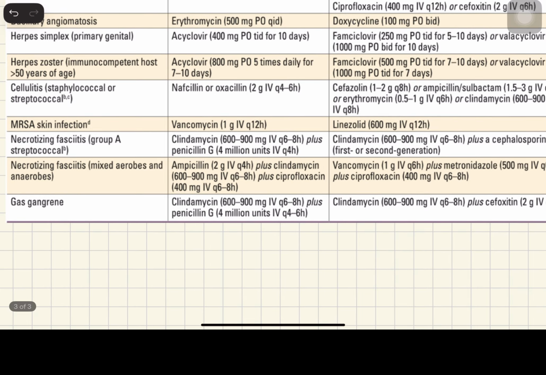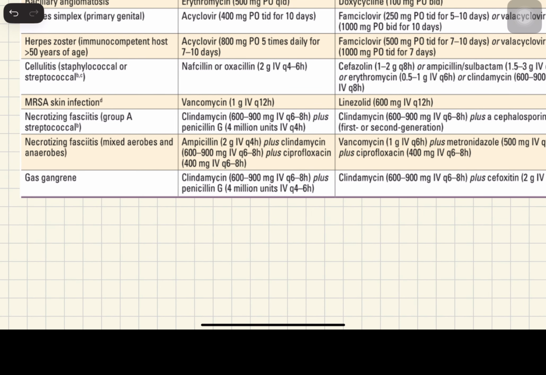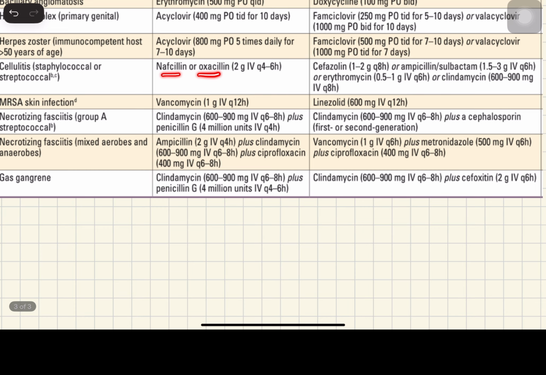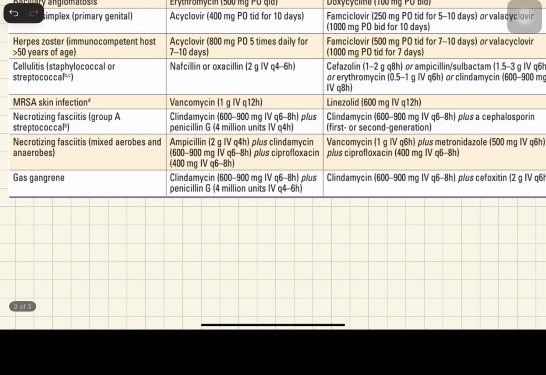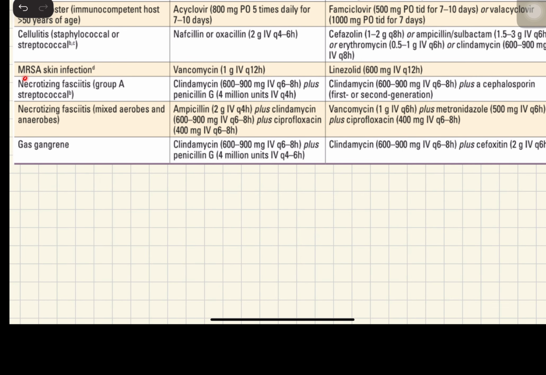famciclovir. If the diagnosis is cellulitis, whether staphylococcal or streptococcal, the first line will be nafcillin or oxacillin. The alternate will be cefazolin, ampicillin plus sulbactam, erythromycin or clindamycin. If the diagnosis is methicillin-resistant Staphylococcus aureus skin infection, the first line will be vancomycin and the alternate will be linezolid. If the diagnosis is necrotizing fasciitis group A streptococcal, then the first line will be clindamycin plus penicillin G and the alternate will be clindamycin plus a cephalosporin.